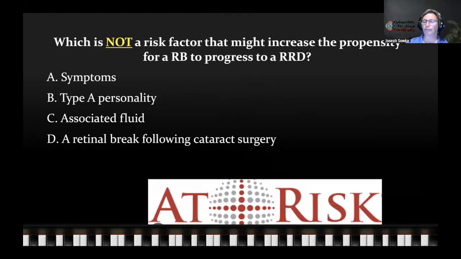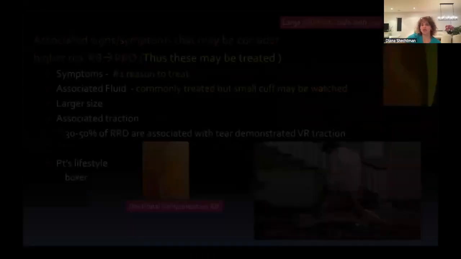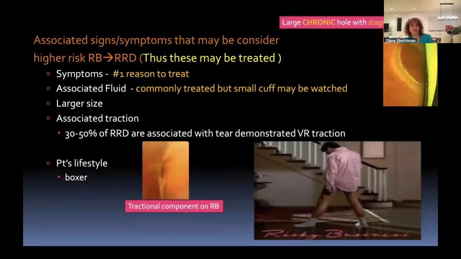What is not a risk factor? A type A personality, and that comes in at 93%. But the presence of symptoms, the presence of an associated subretinal fluid, and a break developing after cataract surgery are probably considerations that we should all have in terms of our decision making. Excellent. Although type A personality certainly has been associated with other entities such as central serous choroidopathy, it isn't associated with vitreoretinal adhesions.